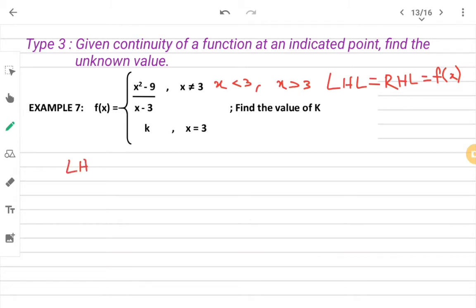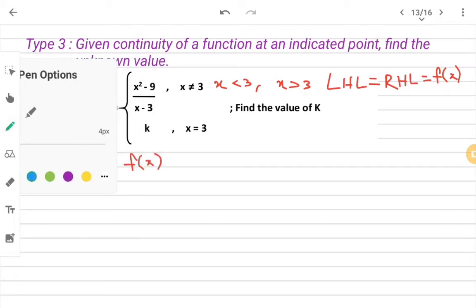That is LHL is equal to RHL. Or you can write LHL is equal to RHL, means both the sides you will get the equation. If I am taking LHL is equal to f of x, it will be easy for you to do the calculation. So LHL is equal to f of x. Okay, fine. Now what is the LHL?